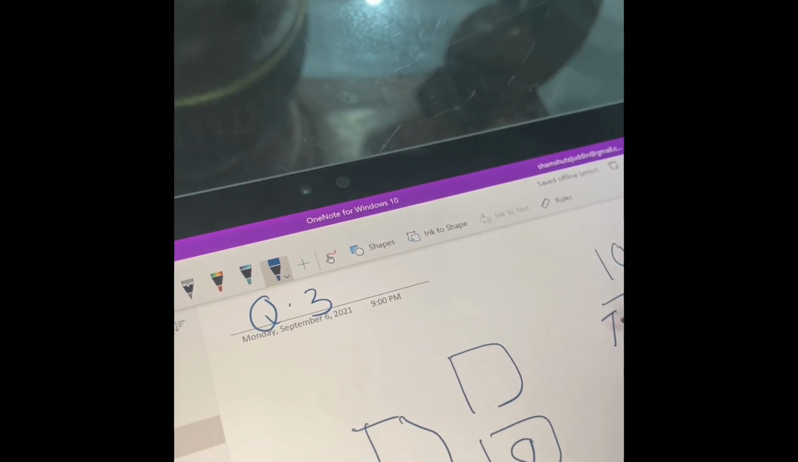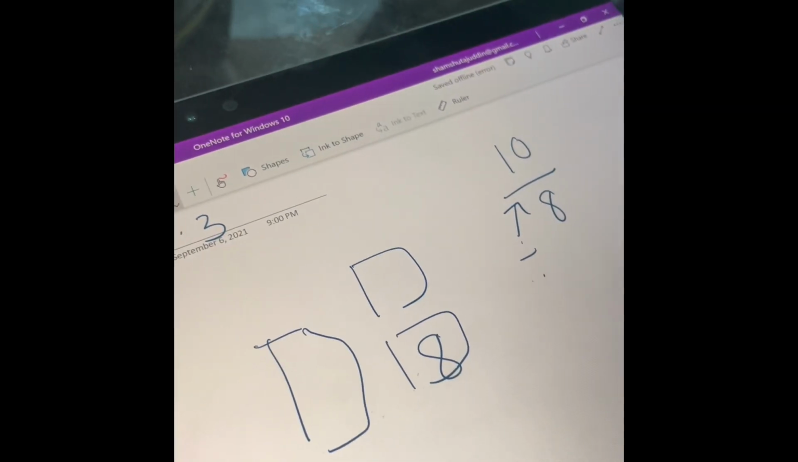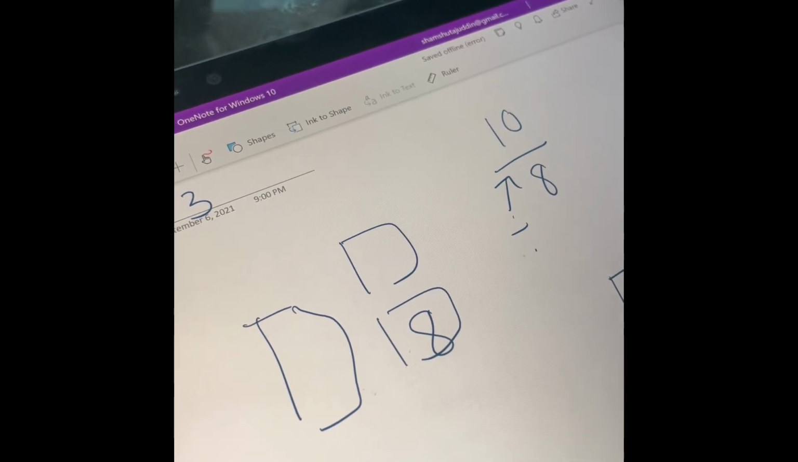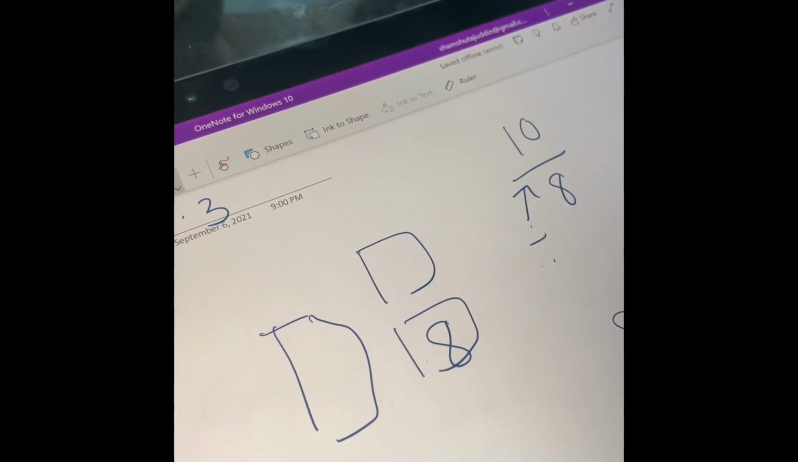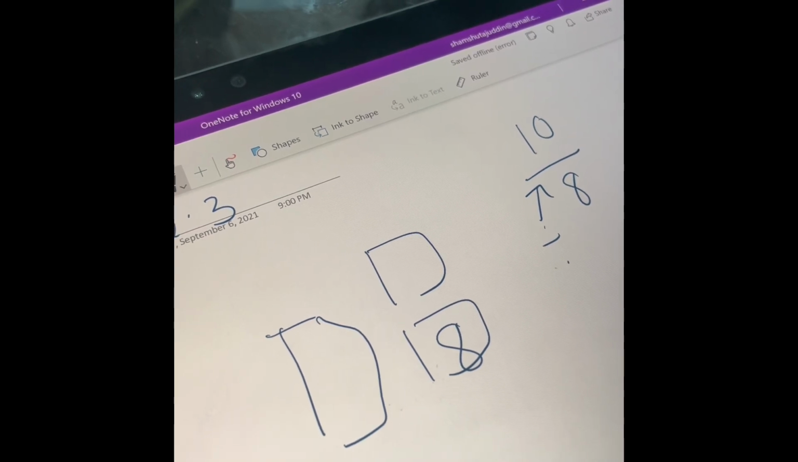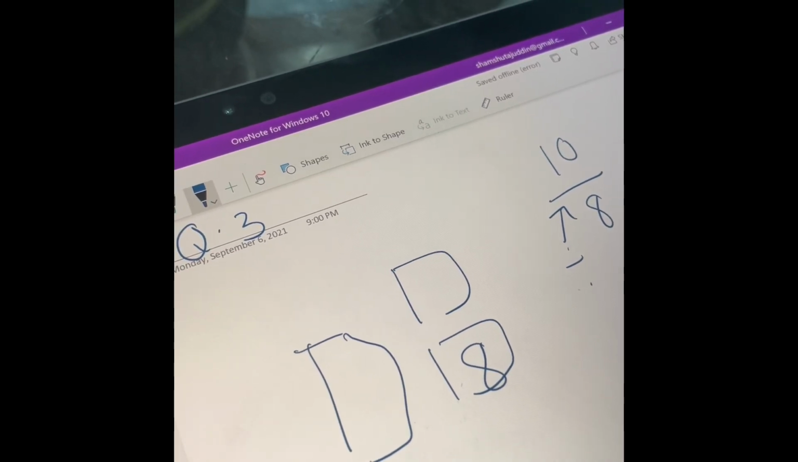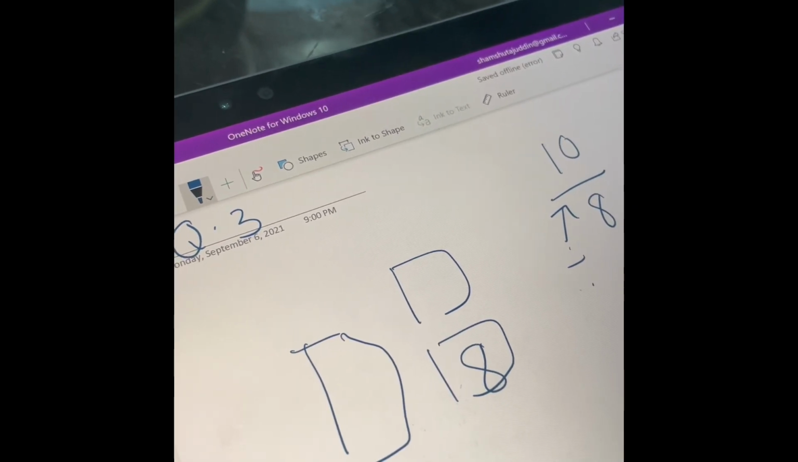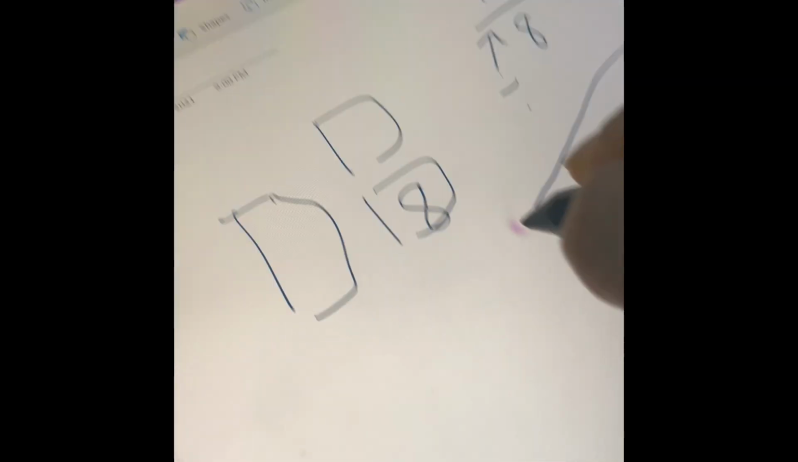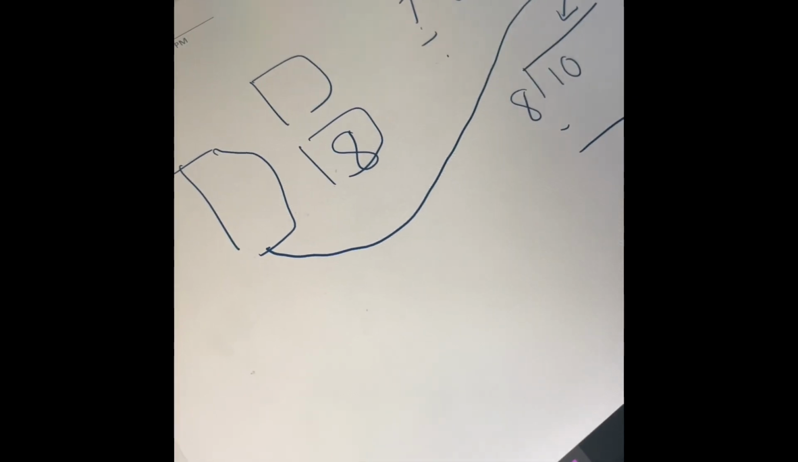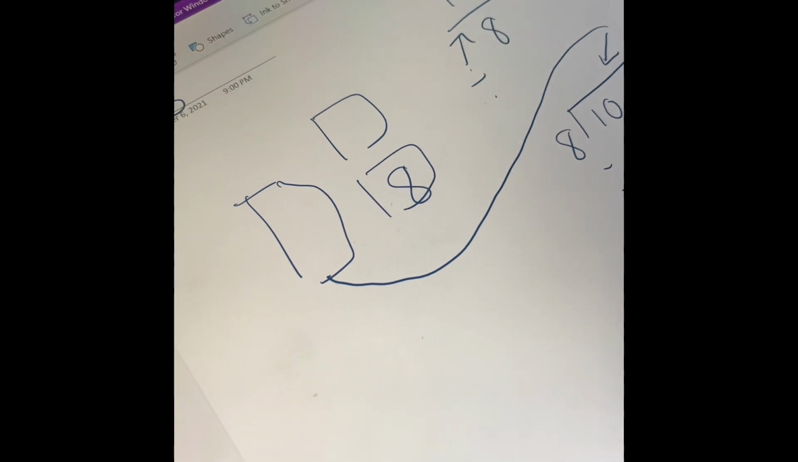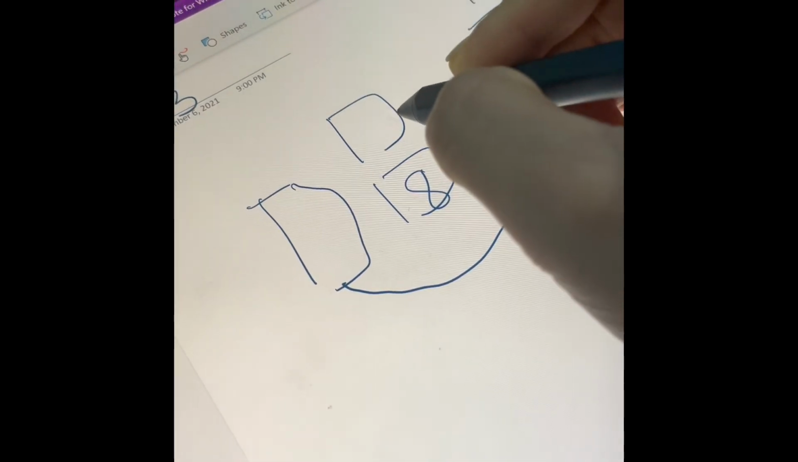So, ani tanda apa? Divided. So, what are we going to do? 10 divided by 8. So, what is it? Sini. Jawapannya. Then you minus. Then up here is the whole number. Over there. And then remainder ni will be the numerator.